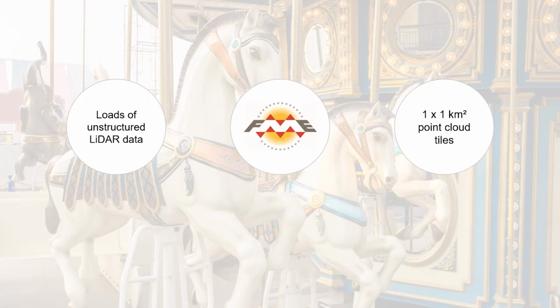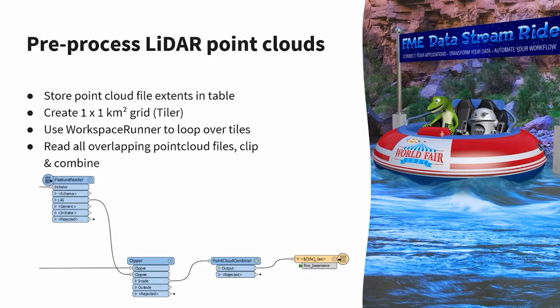FME allowed us to transform the bunch of unstructured LIDAR point cloud data into nice 1x1 square kilometer tiles. How did we do this? Let's first check the screenshot. The feature reader reads the point cloud files into FME. Then, a clipper is used to clip each point cloud file onto the 1x1 square kilometer tile extent. Then, a point cloud combiner transformer is used to merge the different clipped point clouds together, and finally an export to the LAS format is done.